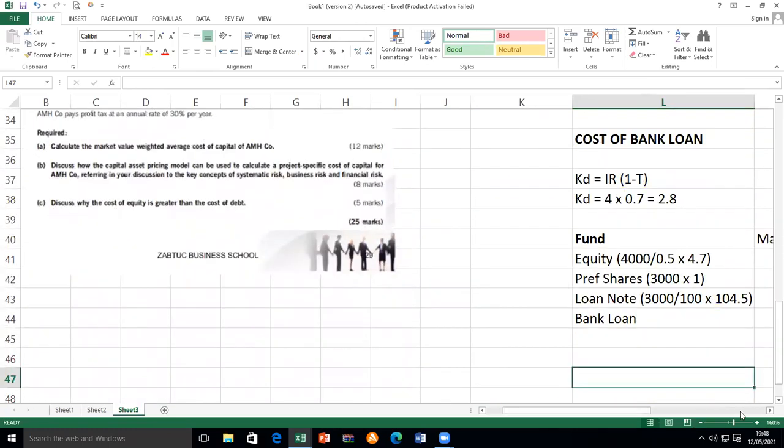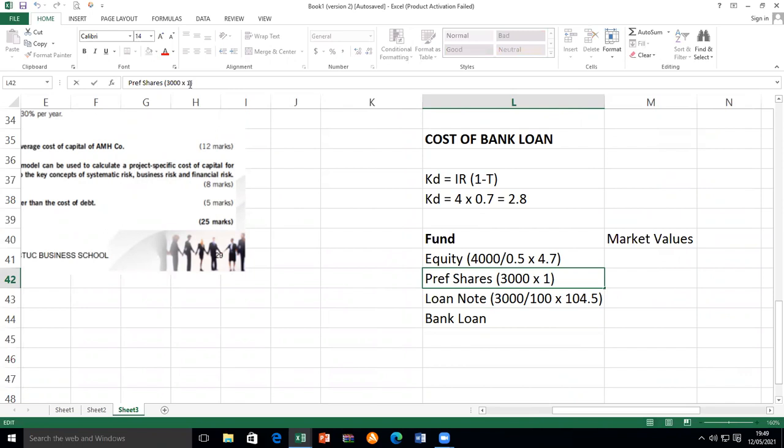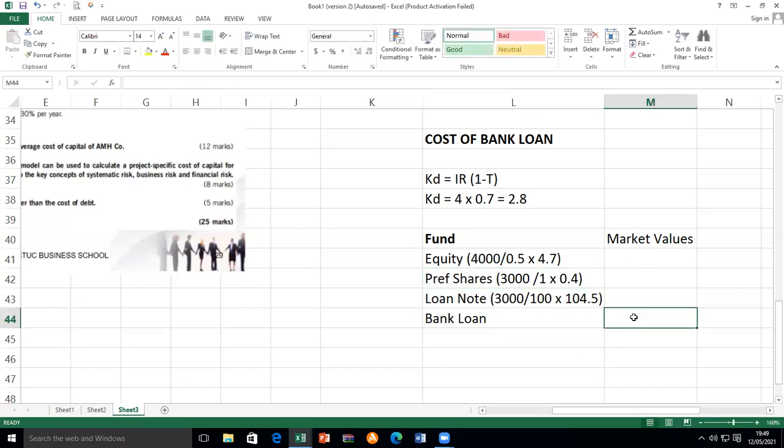So on the preference shares, I've just read that they have an ex-dividend market value of 40 cents. So I was supposed to divide by 1 and multiply by 0.4. And that one is just 1,000. Yeah, thank you for that.